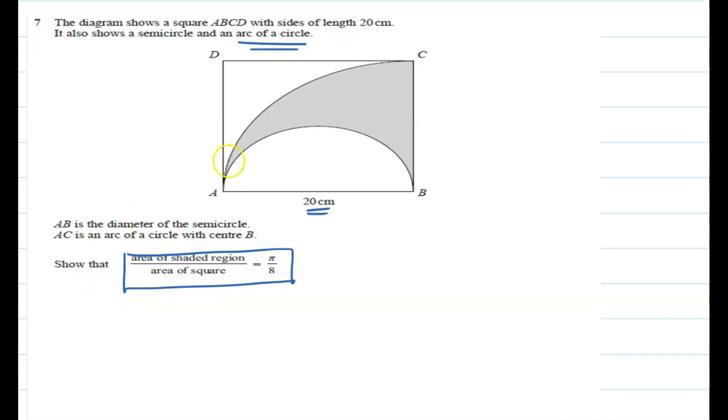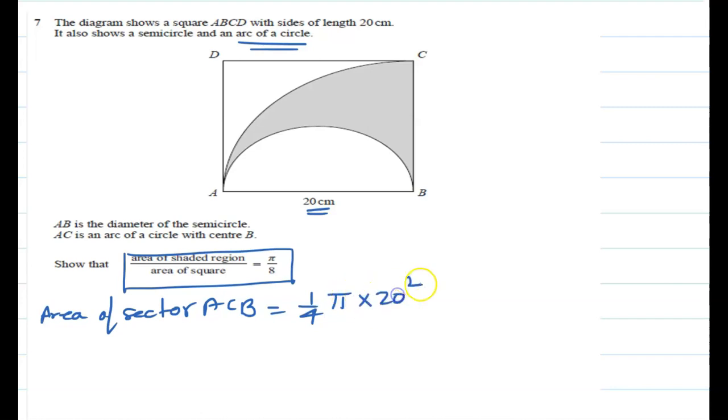So let's find the area of sector ACB. Because this angle is 90 degrees, it is 1 over 4 pi r squared. r is 20, so 20 squared is 400, pi times 400 divided by 4 is 100 pi.